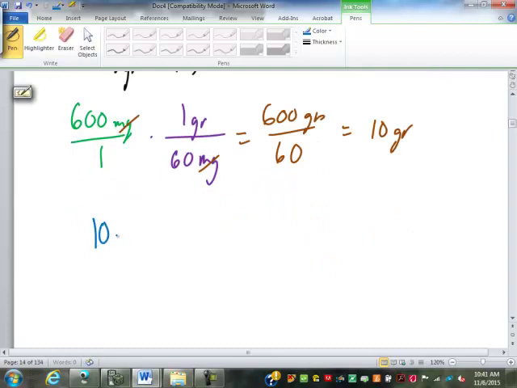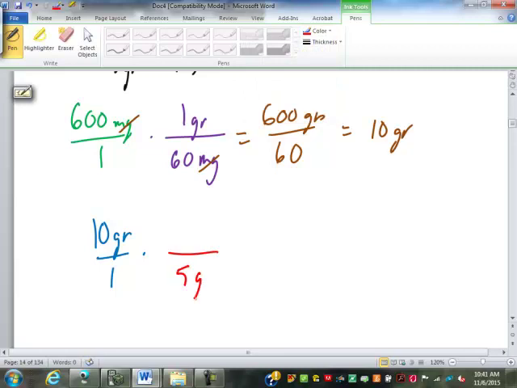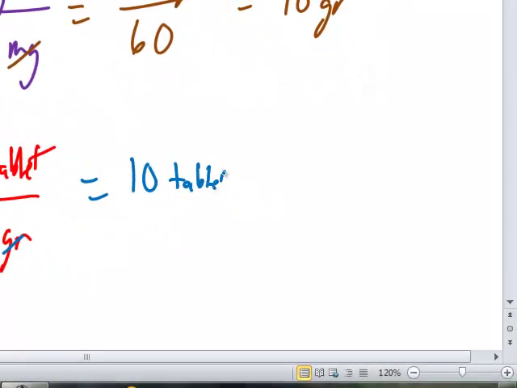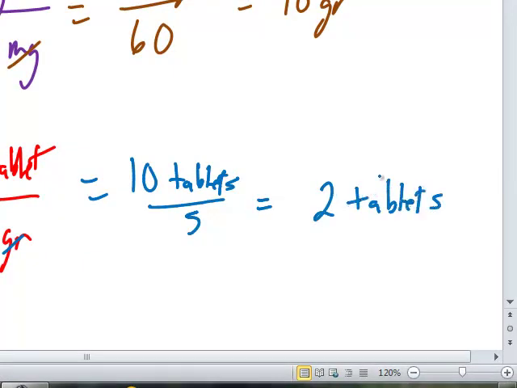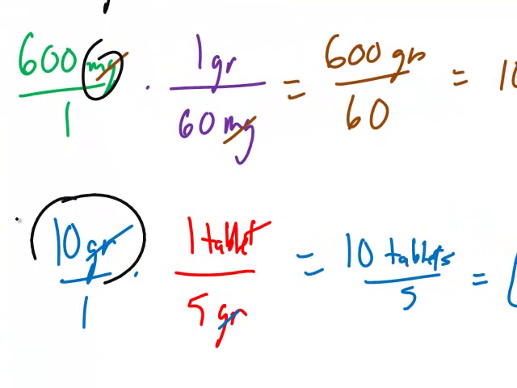And now I just have to take 10 grains and convert that into tablets. If I have 5 grains per 1 tablet, grains cancel out. 10 tablets over 5 divides out to give me 2 tablets. Now I know I went through that one kind of fast. Anybody want me to go back and slow down and do that again? Any questions? A lot of people did the conversion between milligrams and grains incorrectly, so they ended up with a huge number of tablets on that one. Yeah, you did 15 instead of 60.